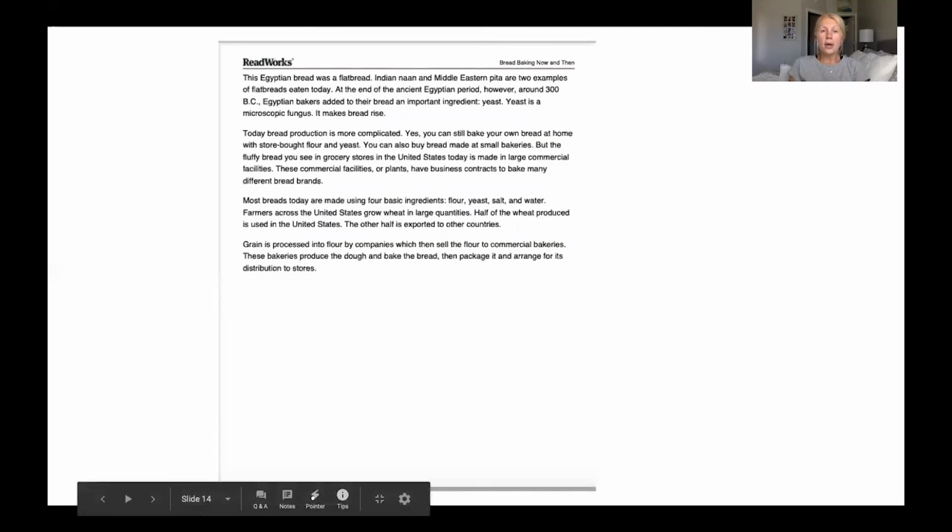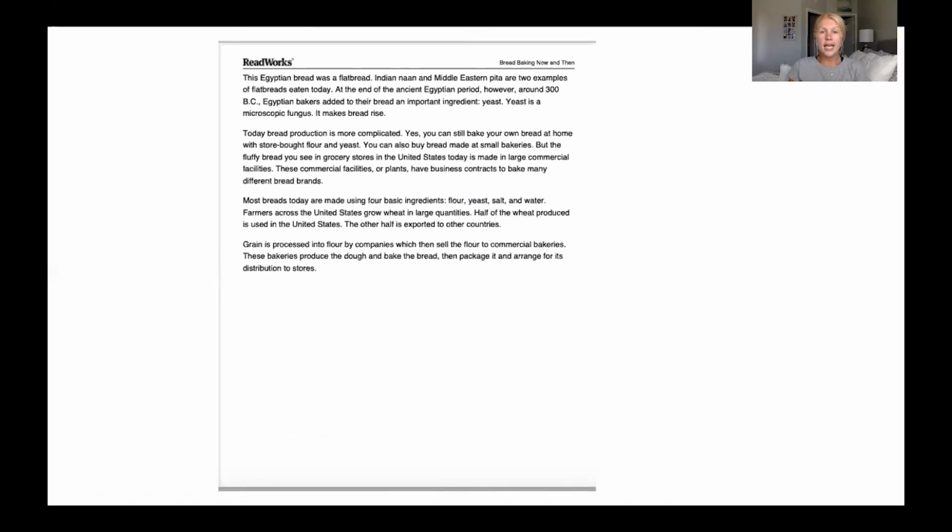The Egyptian bread was a flatbread. Indian naan and Middle Eastern pita are two examples of flatbreads eaten today. At the end of the ancient Egyptian period, however, around 300 BC, Egyptian bakers added to their bread an important ingredient: yeast. Yeast is a microscopic fungus. It's really, really small, and it makes bread rise.